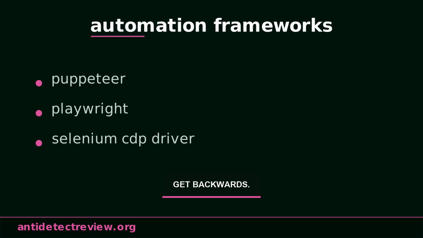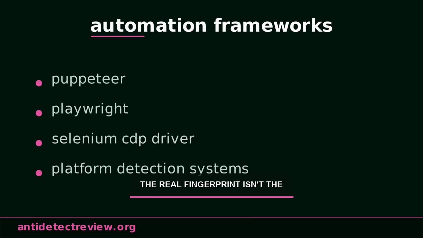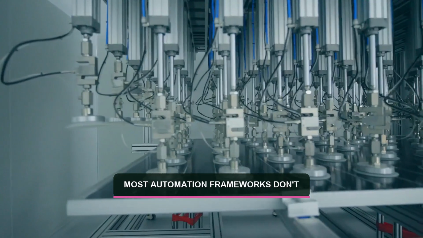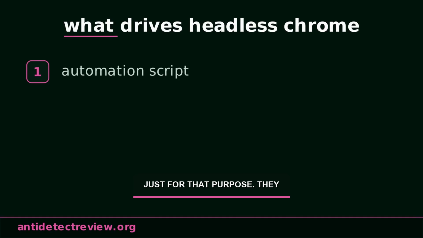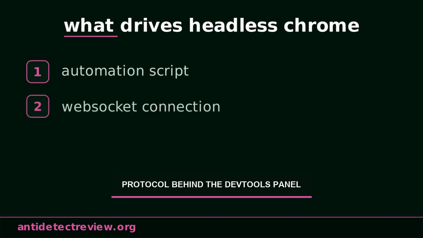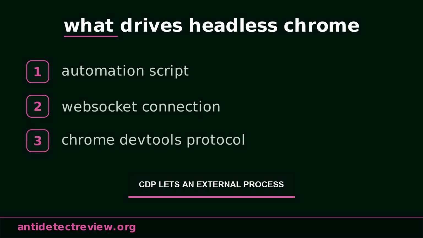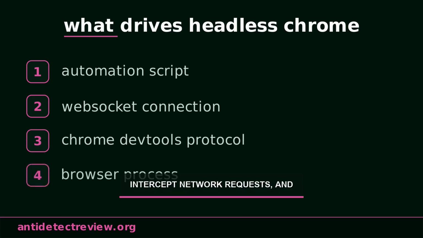Here's the part most people get backwards. The real fingerprint isn't the missing window at all. It's the protocol running underneath it. Most automation frameworks don't talk to Chrome through some special headless APIs built just for that purpose. They talk through the Chrome DevTools protocol, CDP, the exact same protocol behind the DevTools panel that ships inside any normal copy of the browser you already use every day. CDP lets an external process open tabs, navigate pages, read the DOM, intercept network requests, and inject JavaScript, all of it running over a WebSocket connection straight into the browser process.